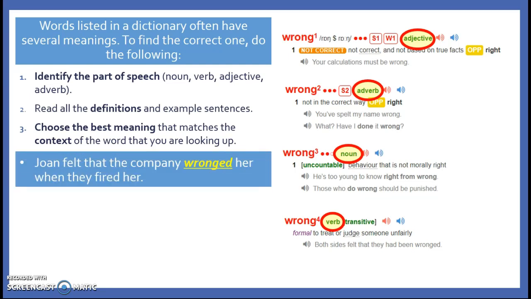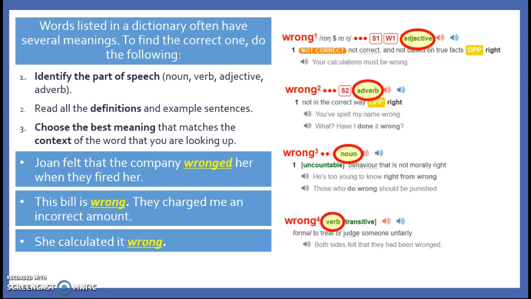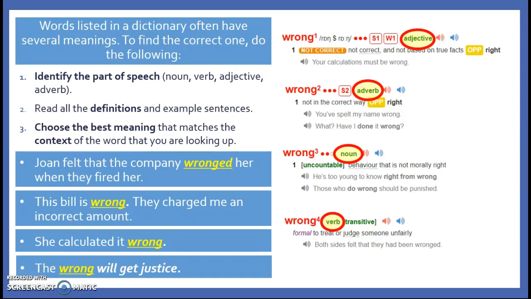For example, take a look at these sentences here. Joan felt that the company wronged her when they fired her. This bill is wrong. They charged me an incorrect amount. She calculated it wrong. The wrong will get justice. In each of these sentences, wrong has a different word form and also a different meaning.